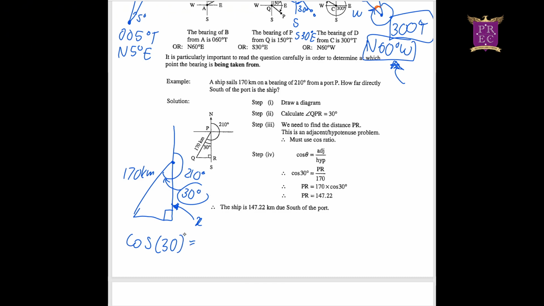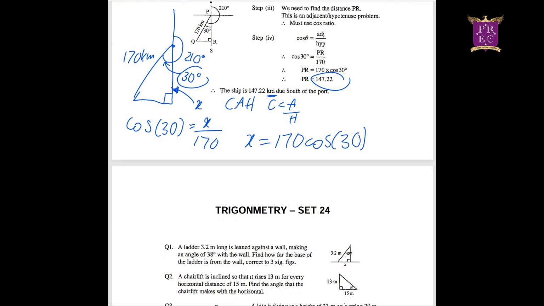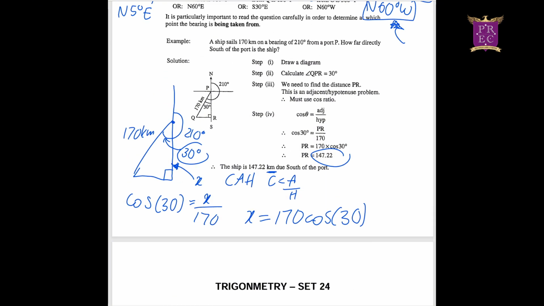We've got cos 30 is equal to adjacent over hypotenuse. Remember SOH CAH TOA, so CAH is adjacent over hypotenuse. I'll just write that for you. Adjacent is x, hypotenuse is 170. To find x, what we do is we do 170 times cos 30. Put that in the calculator, you should get this value. And always remember to put the units when you leave your answer. And that's it. We will do the questions in a different video.